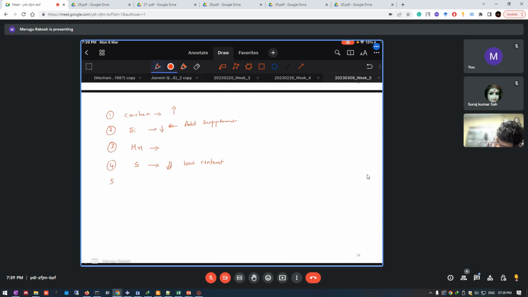Then we have phosphorus. Similarly, we have to reduce this phosphorus content. Then finally, we have this ferrous. Okay, suppose if you are using it for any non-ferrous casting, these are some of the alloying elements that will usually be in this cupola operations.